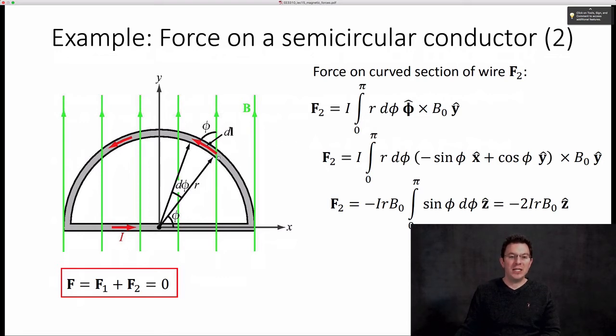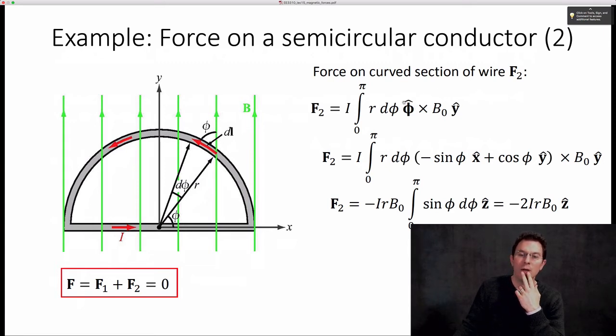Well, what is dL along this path? I think you can convince yourself that it's going to be equal to small r times d-phi in the phi-hat direction. That is dL right there. And B still points in the y-hat direction. We've got a little bit of a complication here because we've got a mixture of coordinate systems. This is cylindrical and this is Cartesian.